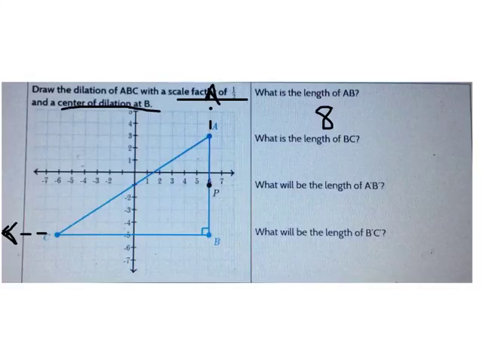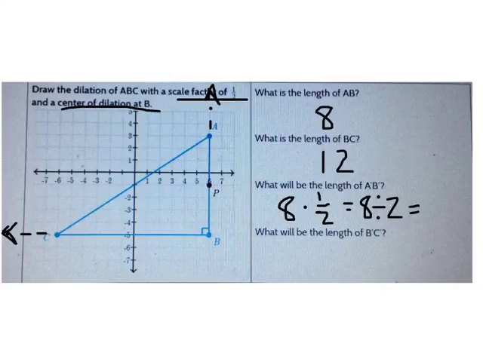What's the length of side BC? The length of side BC is 12. To find the length of A prime, B prime, I need to multiply 8 times 1/2. Remember, times 1/2 means the same thing as divided by 2. What's 8 divided by 2? It's 4. So A prime B prime is going to be 4 units long.